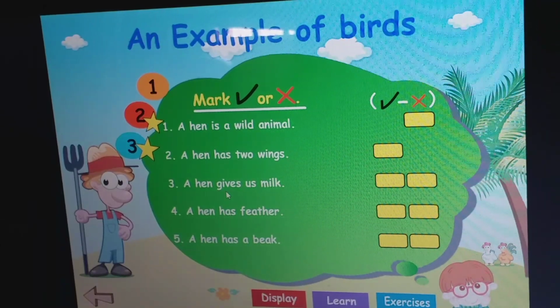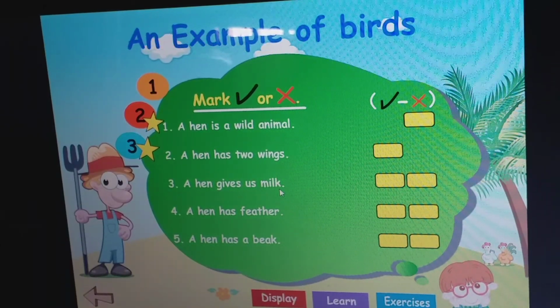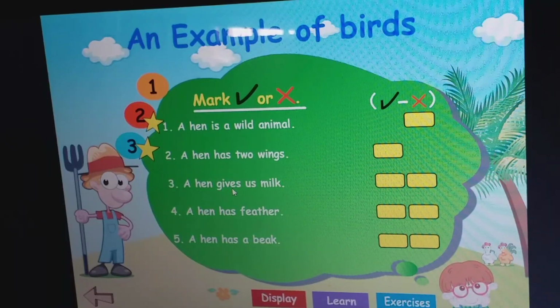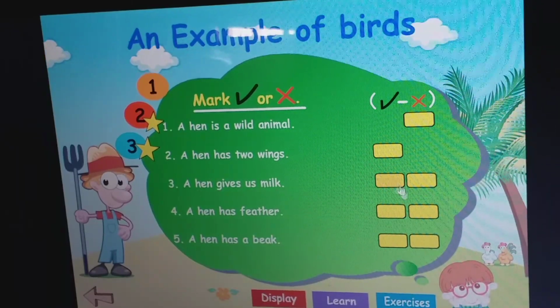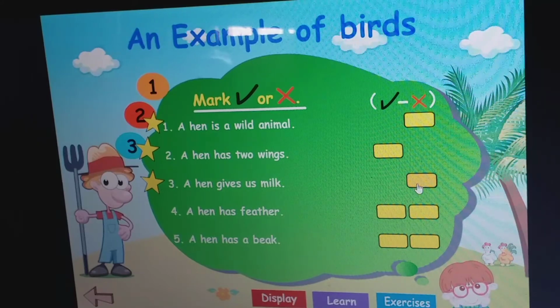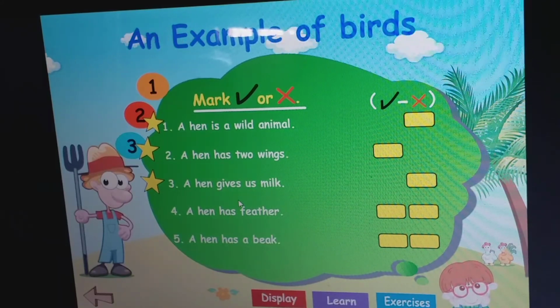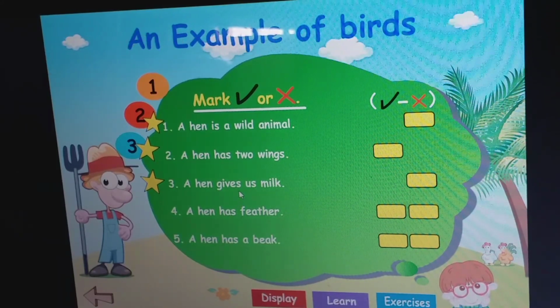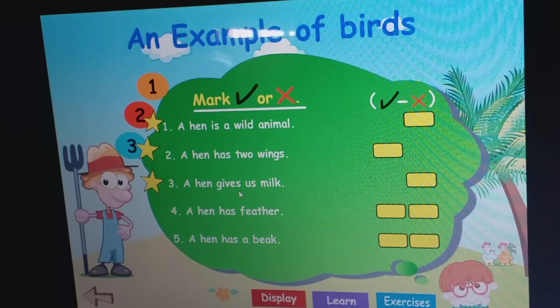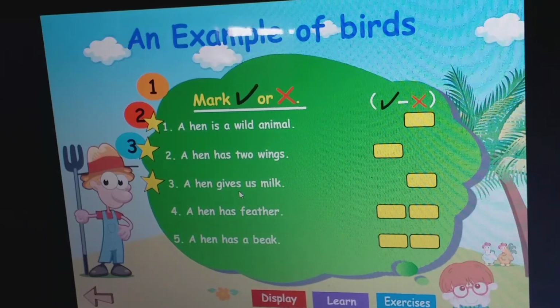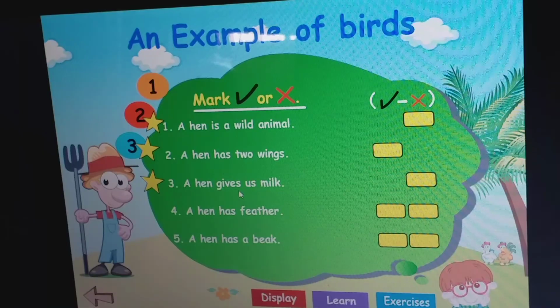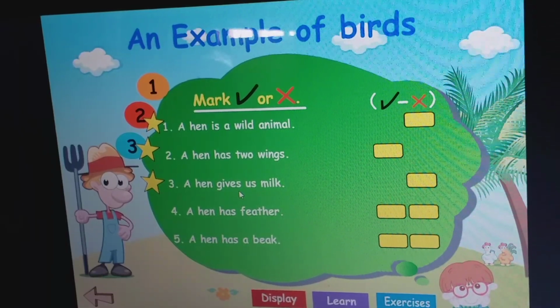Number 3. A hen gives us milk? Wrong. Because hens give us meat and eggs only. That's why it is wrong.